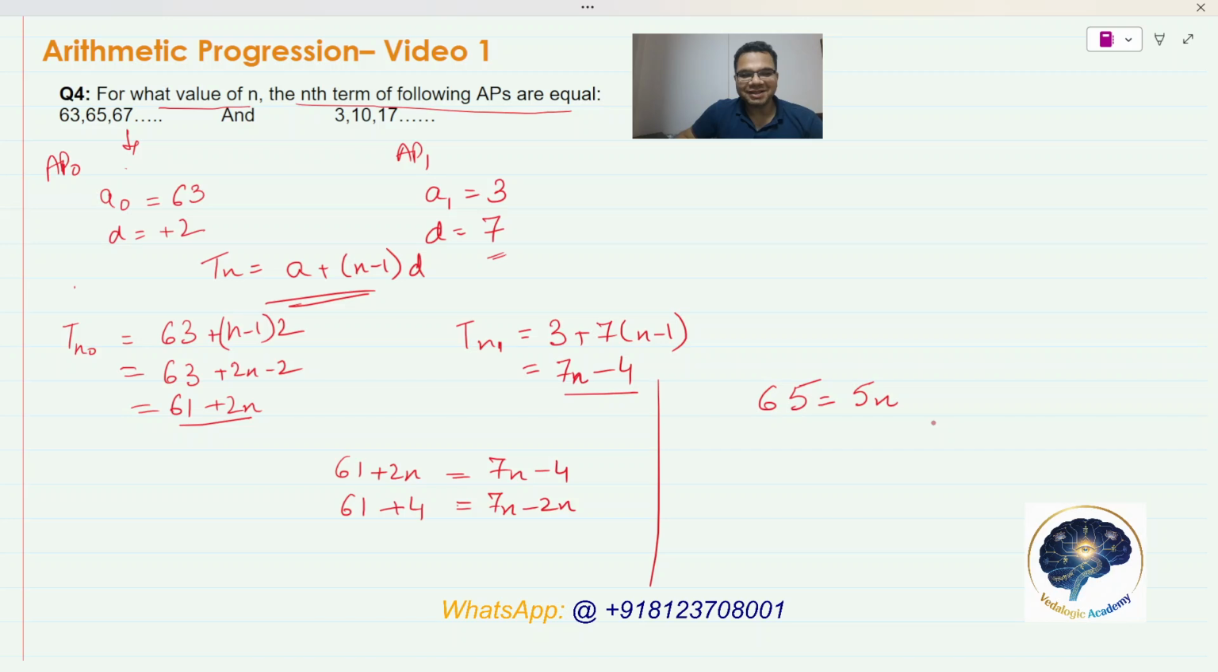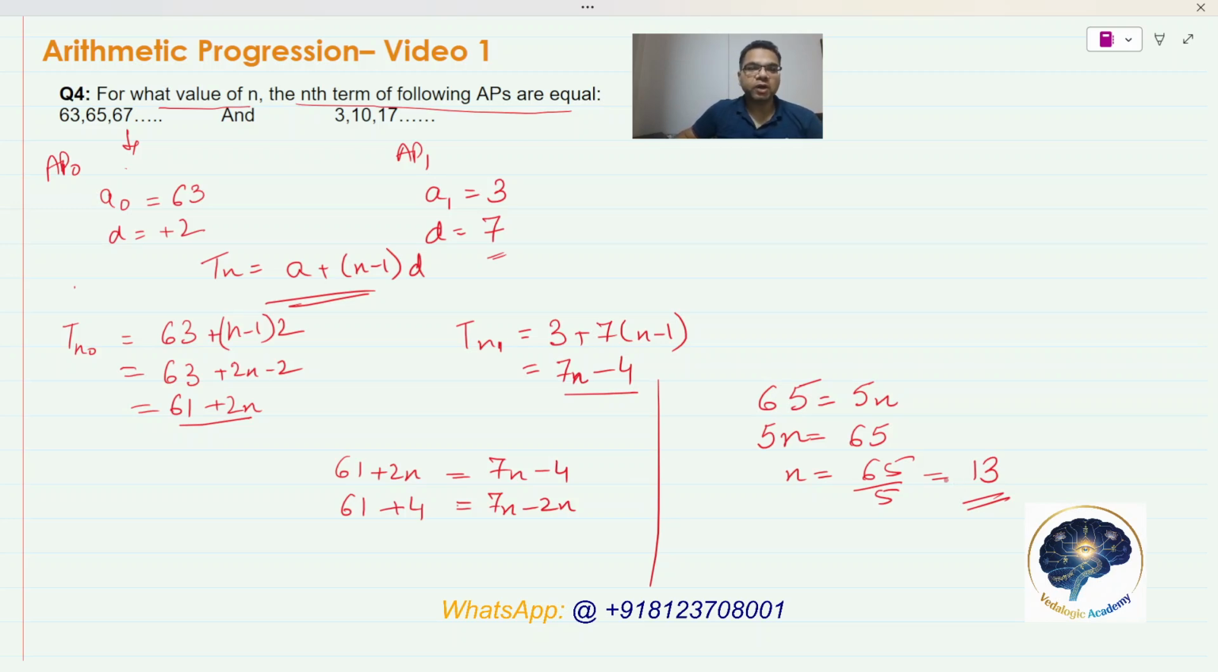7n minus 2n is 5n, and on the left hand side we have 65. So I'll change the space for them. 5n equals 65, let's say. So n becomes 65 by 5, which is 13. So for n equals 13, these APs will have the same value. Okay. So I hope this is also clear to you.